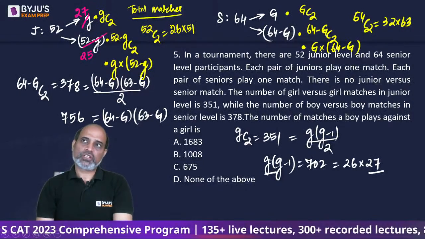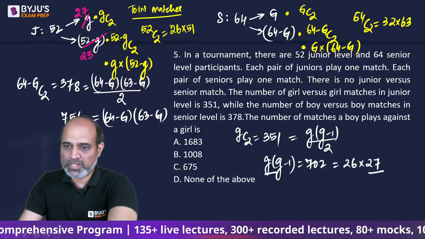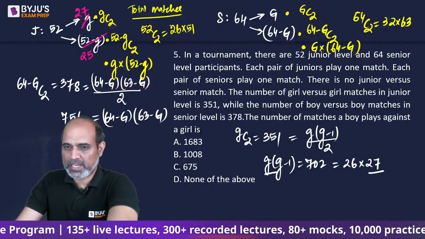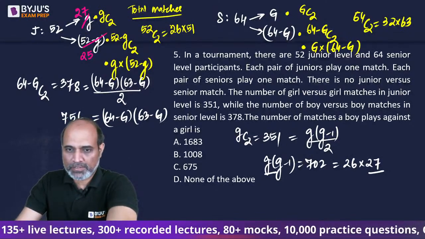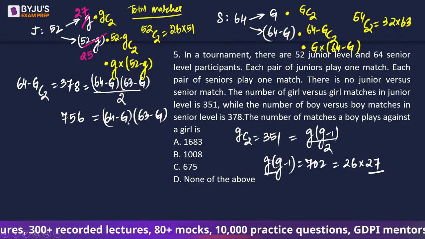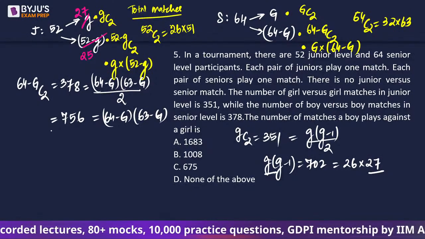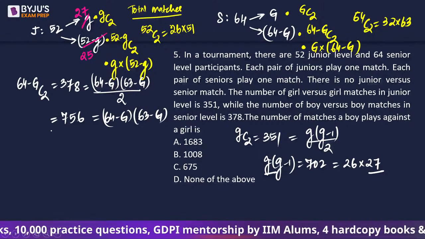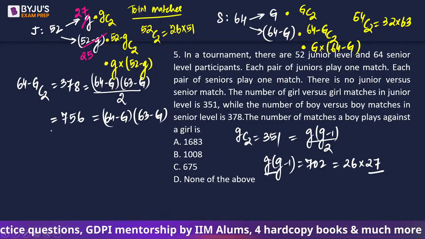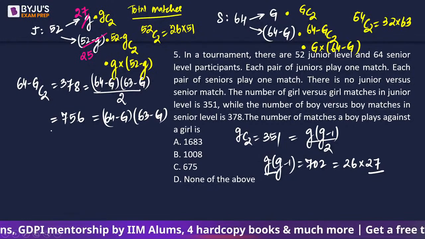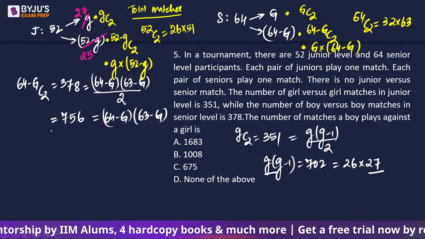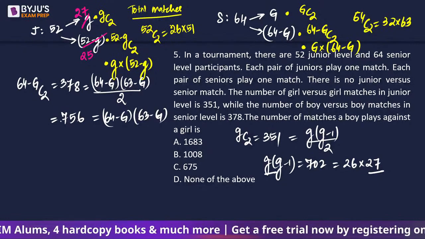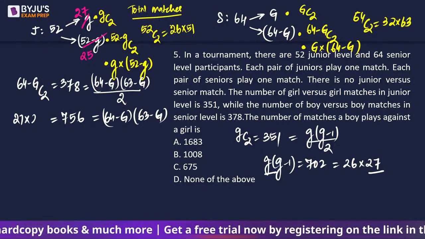So this looks like 26 into 27 is 702, so 27 into 28 should result in 756. There is no other explanation that we can have, because the numbers before or after it will not work. So this is 27 into 28.